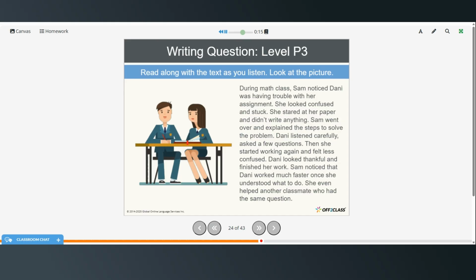Then she started working again and felt less confused. Danny looked thankful and finished her work. Sam noticed that Danny worked much faster once she understood what to do. She even helped another classmate who had the same question.